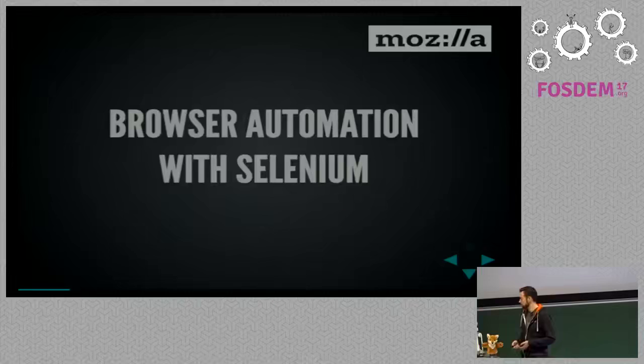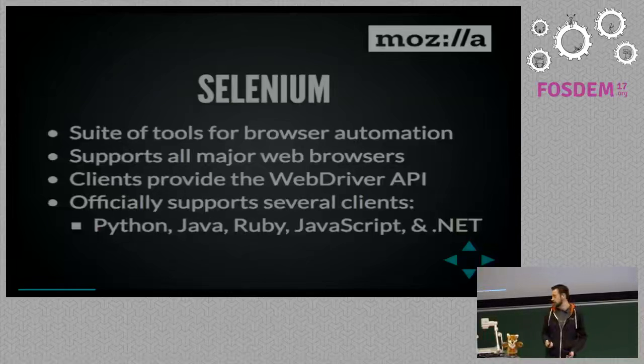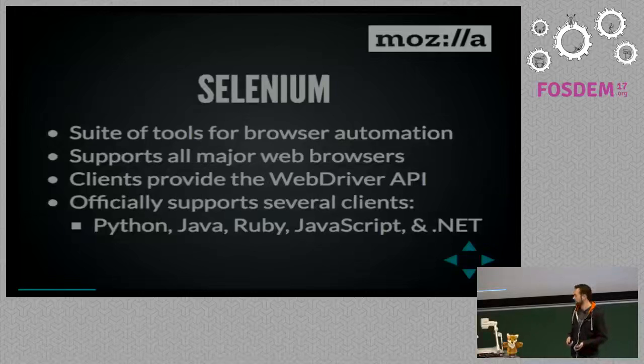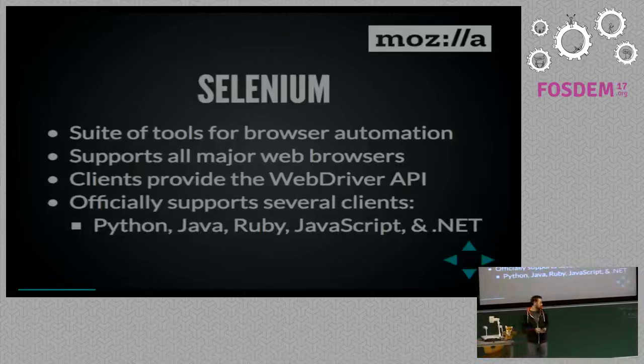So browser automation with Selenium. So Selenium is a suite of tools for browser automation. It's most commonly used to write tests for web applications. That's not its only use. Essentially, there's an API for controlling browsers, so it simulates a user interacting with the browser, which actually opens up lots of possibilities, from things like playing games within the browser, playing musical instruments online. But yeah, most commonly it's for testing. It supports all major web browsers, so Firefox, Chrome, Safari, Internet Explorer, and Edge.